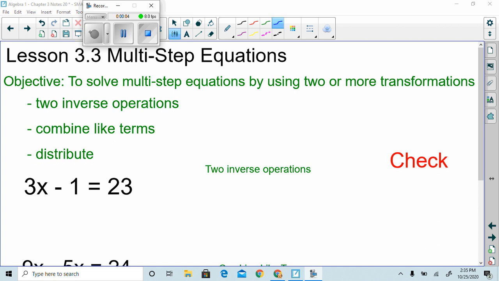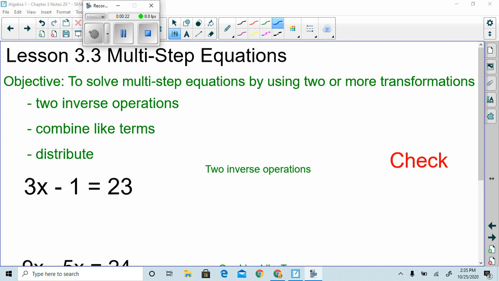So today we're moving on to the two-step and the multi-step equations. So what exactly does that involve? Well, we're looking at transformations that include two inverse operations, perhaps some combining like terms, distribution, or maybe all of the above. So let's jump right in.